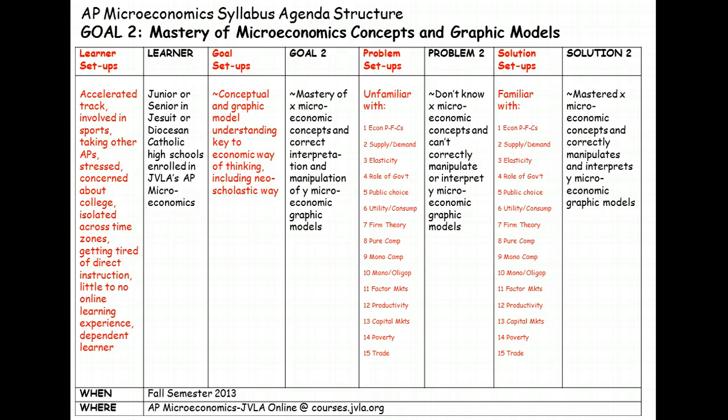We already went through the second goal, the one in which mastery of microeconomics principles and graphic models was specified. This is sort of the AP syllabus. Take a look at the problem setups and the solution setups, the red columns there. So the problem setups, the explanation of why there's a block there is that students are unfamiliar with the content of those 15 units. And so the solution setups, or the how of accomplishing the goal of mastering micro principles and models, is to go through those 15 units.